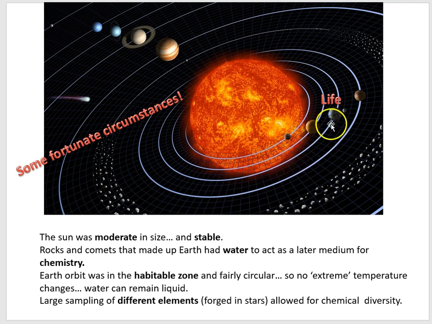And if we step back and think about why is there life on Earth and not other planets in our solar system, there were lots of conditions that sort of were favorable for the emergence of life on Earth. First, the sun was moderate in size and it was stable. Rocks and comets that made up the Earth had water to act as a later medium for chemistry. The Earth was in the habitable zone and fairly circular, so no extreme temperatures. Water remains liquid. And there was a large sampling of different elements made by stars that allowed for a lot of chemical diversity.